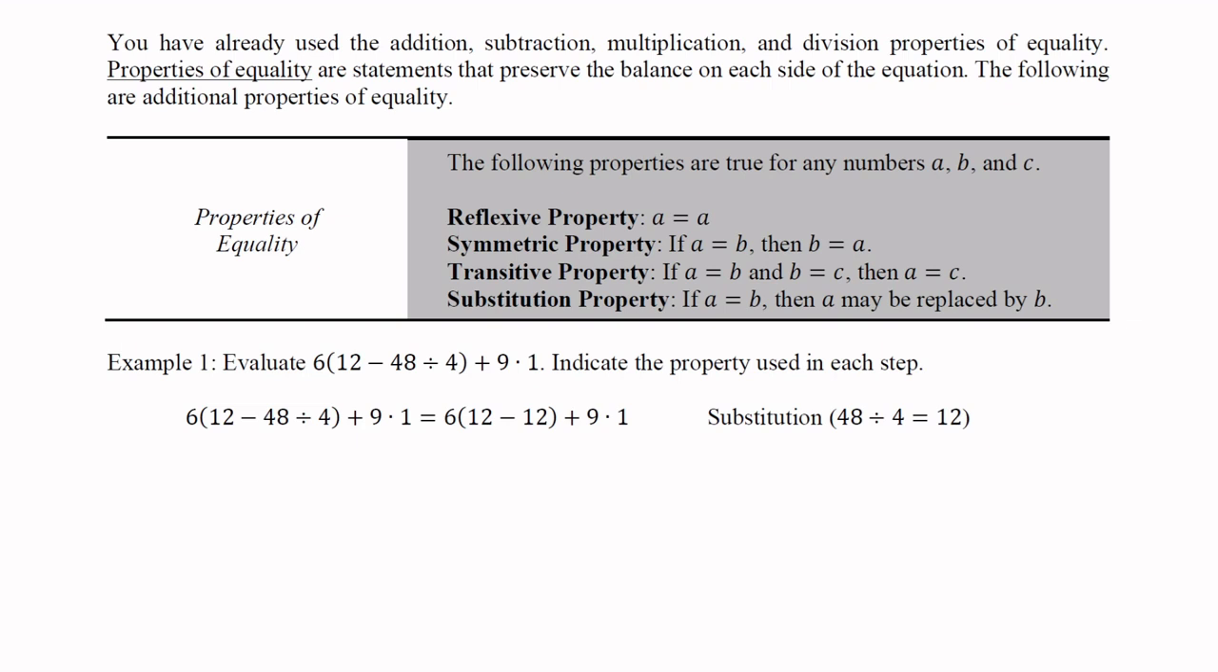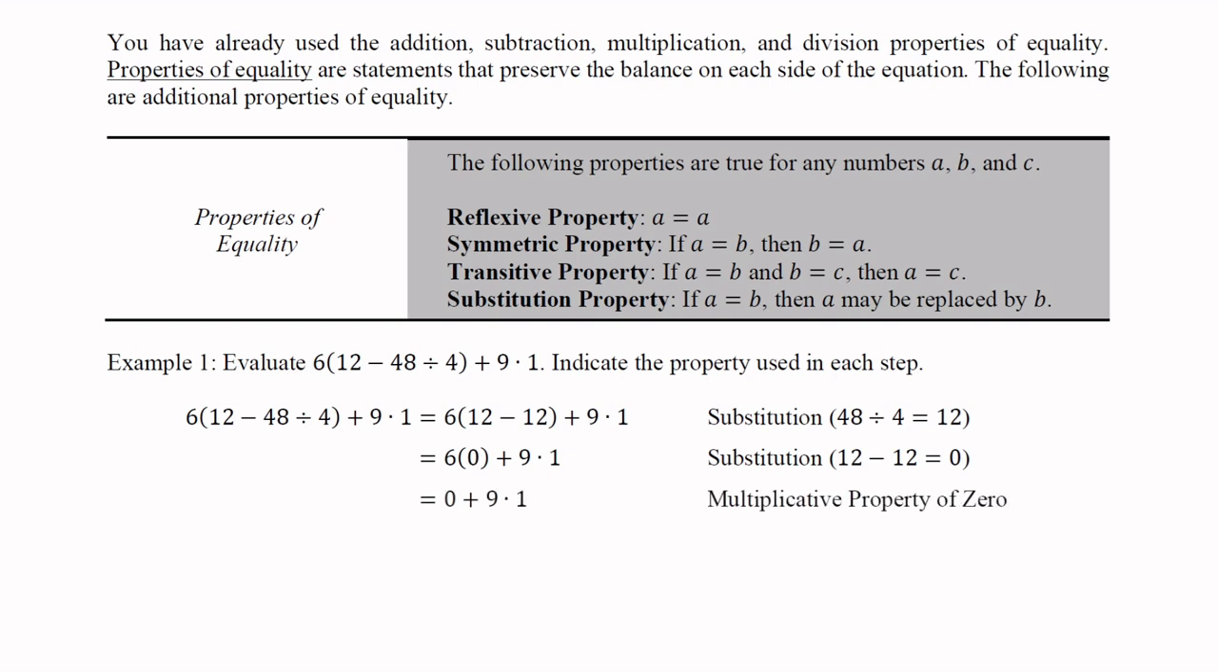Next thing we're going to do is finish off the parentheses by doing 12 minus 12. That gives us 0. Again, we have used substitution. Because 12 minus 12 is equal to 0, we can substitute 0 in place of 12 minus 12. Next thing to do in our order of operations, we are going to multiply 6 times 0. Multiplying 6 times 0 gives us 0. That is the multiplicative property of 0, because anything times 0 gives you 0.